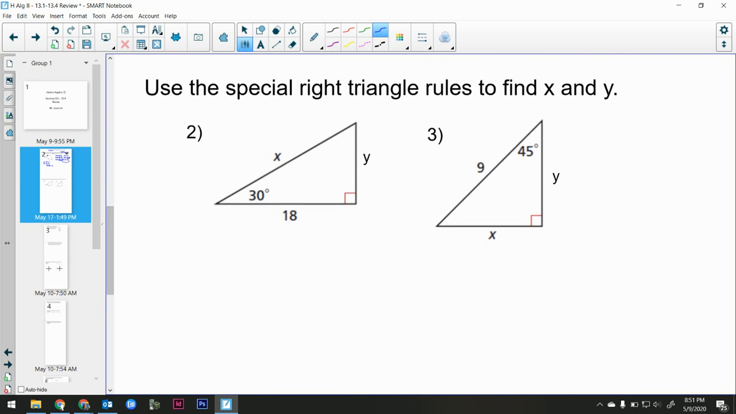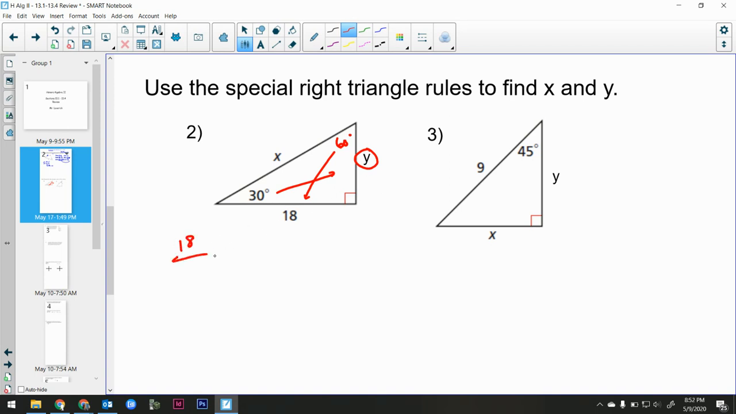Okay, now go and use the special right triangles to find x and y for both 2 and 3 here. Go ahead and pause and play when ready. All right, so notice that number 2 is the 30-60-90 triangle. Again, the first thing you always want to find is the side across from the 30. So what am I given here? I'm given the 60 side, right? This is the 60 degree, so this would be considered the 60 side, the long side. If I've got the long leg and I'm looking for the short leg, I've got to divide. I've got to make it smaller, so I've got to divide.